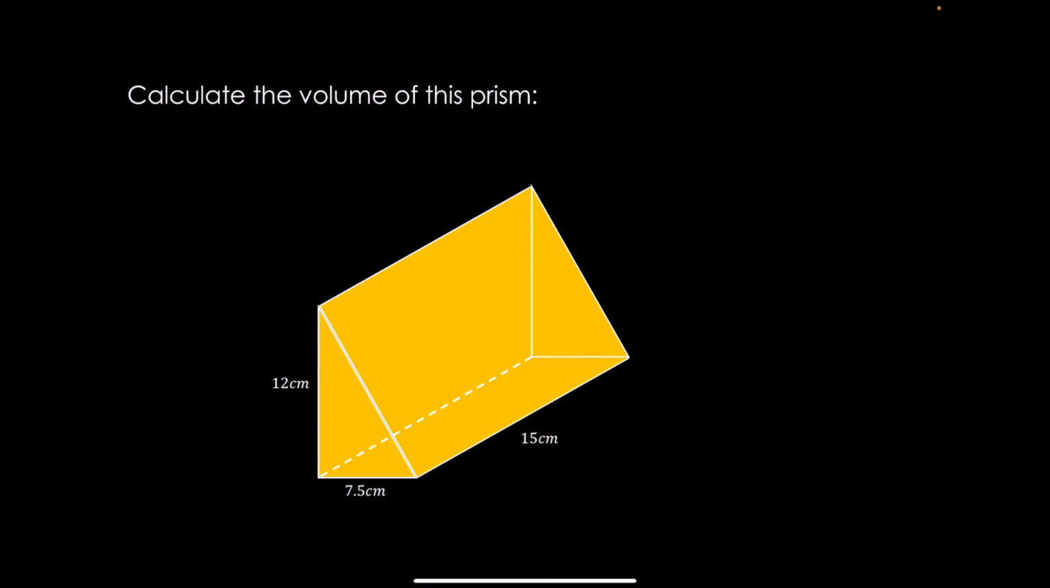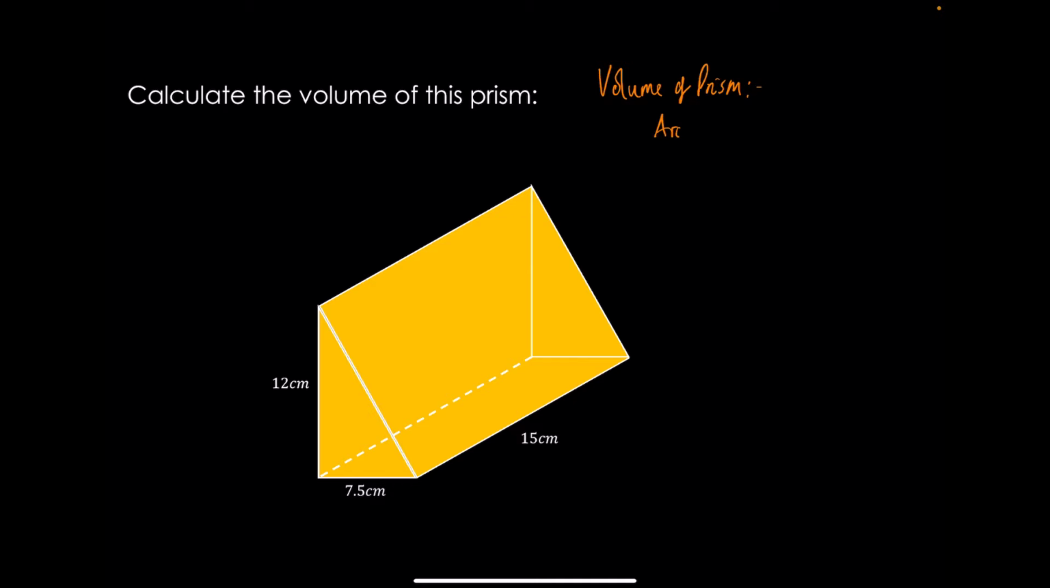Okay, so first of all, calculate the volume of this prism. Again, if you've not written down the formula, then you should have. Go back and write them down. I will put it here for you just in case. Volume of prism. So write it down now if you haven't already.